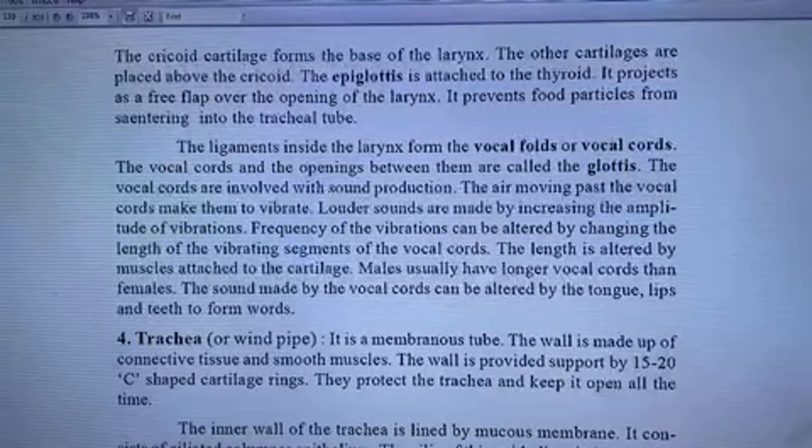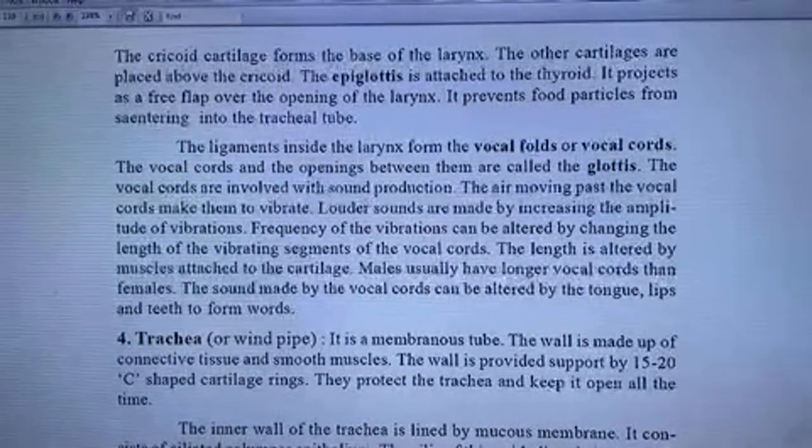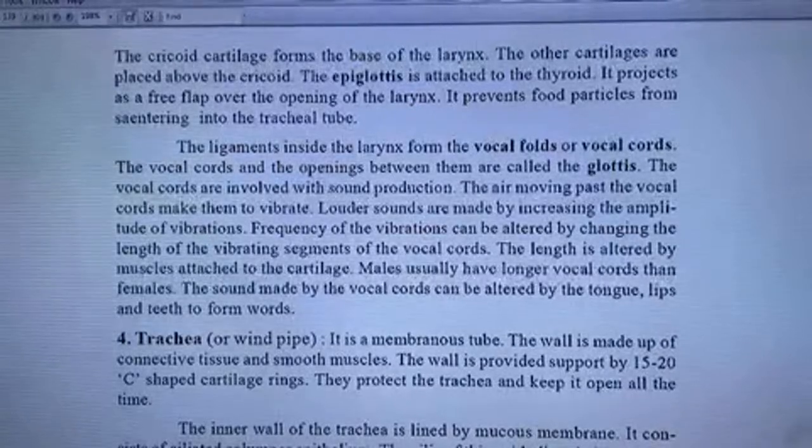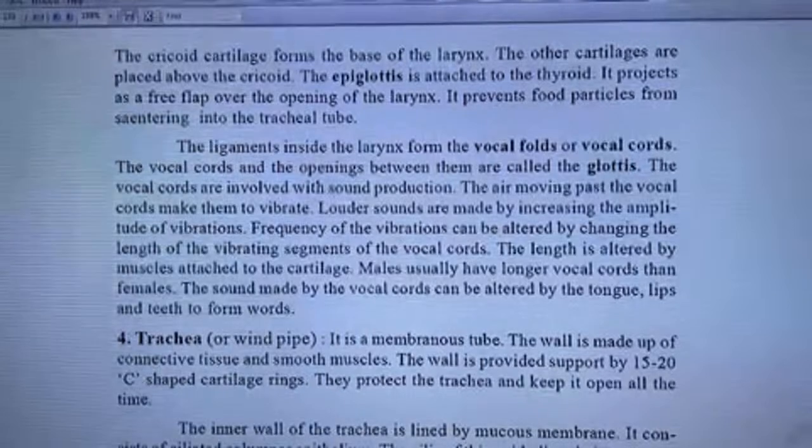The epiglottis is attached to the thyroid. It projects as a free flap toward the opening of the larynx. It prevents food particles from entering into the tracheal tube.